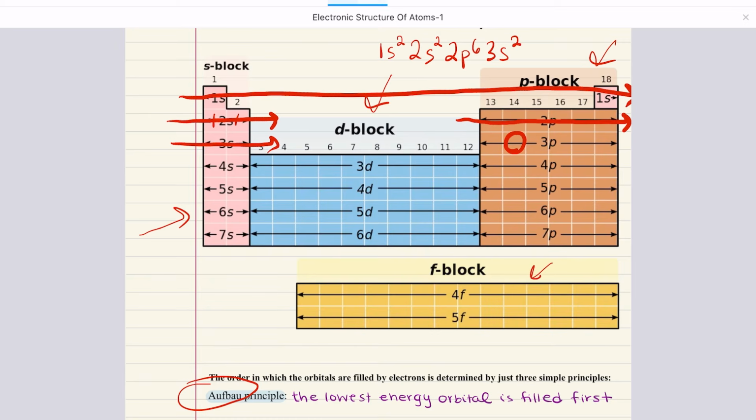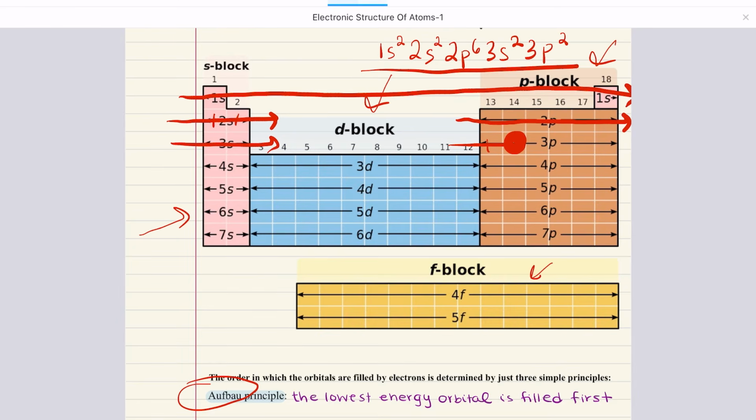And then we make it to this element right here, this mystery element. That is the P block, the 3p. But we're only filling in 2 of these, so 3p2. And just like that, we can read the electron configuration off of the periodic table. So this is the electron configuration for this unknown element right here.